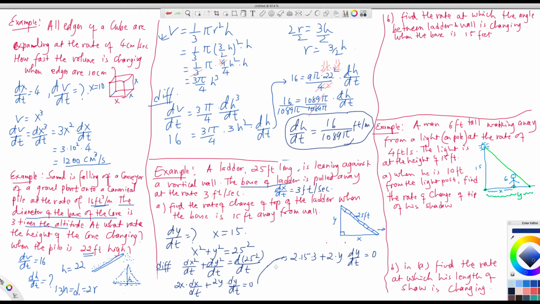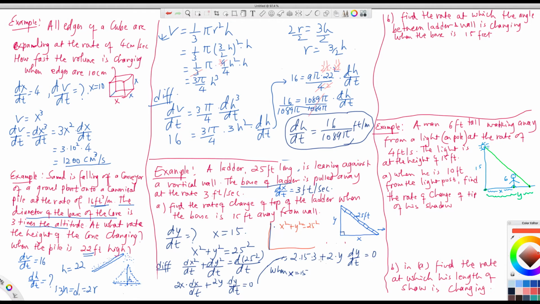So when x is 15, what will y be? It is like the base square plus the altitude square equals the hypotenuse square, right? Let me work that out separately. What I want to show you is x square plus y square equals 25 square, right?